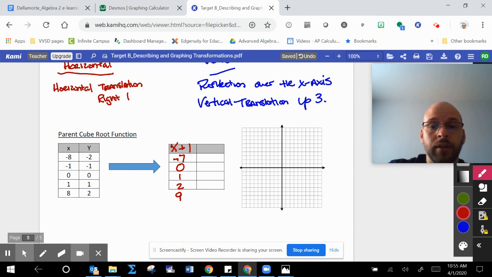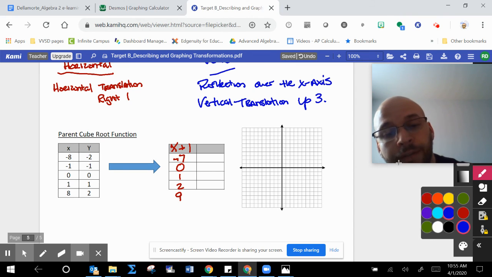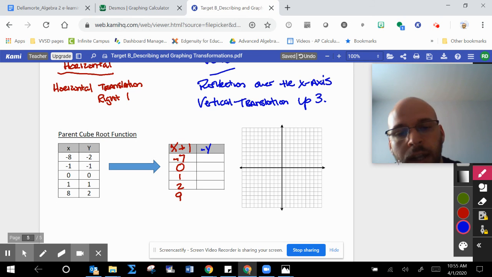Now for the y values, I need to reflect them. I have two transformations. I want to reflect all the y values, so I'm going to multiply them by a negative, and then I want to shift them up 3 units. Okay, and we always follow order of operations here. You would always multiply by the negative first, then add 3. So if I take the first y value of negative 2 and multiply it by a negative, that would now become a positive 2. Add 3 gives me 5.